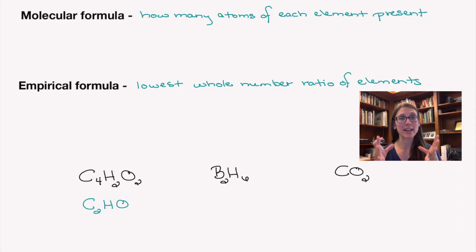For B2H6, that's its molecular formula. It tells me exactly what's in my compound. But its empirical formula, that lowest whole number ratio, is BH3. For CO2, the molecular formula is the same as the empirical formula because it already is the lowest whole number ratio possible. Your molecular formula is always some multiple, 1, 2, 3, 4, 5, whatever, some multiple of your empirical formula.